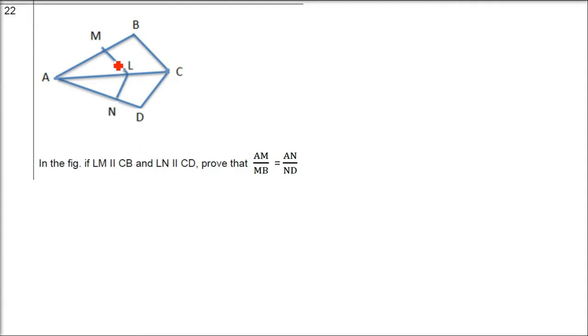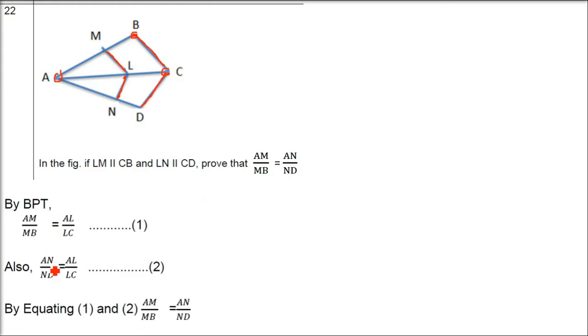In this figure, LM is parallel to CB, this LM is parallel to BC or CB, and LN is parallel to CD. LN and CD are parallel. We have to prove that AM by MB is equal to AN by ND. So there are two triangles here. First we'll take triangle ABC, then we'll take triangle ADC. This is how you have to write. This is a BPT. You know this, we've already seen it in our theory discussions.